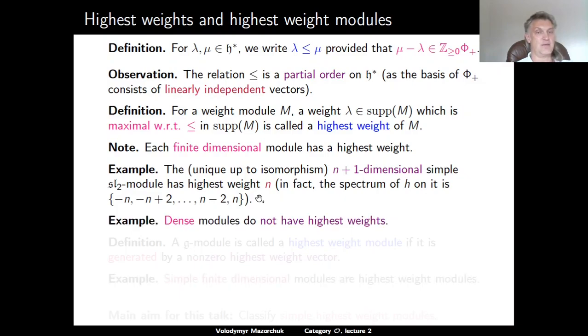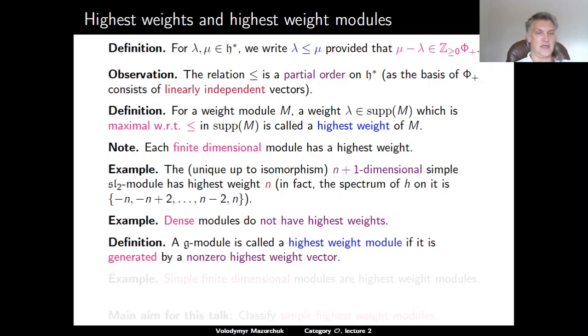A negative example. Dense modules, by definition, do not have highest weights. Their support coincides with the coset with respect to the integral span of all roots. Therefore, for any element λ in the support of such a weight module and for any positive root α, λ+α is again in the support. So dense modules do not have highest weights.